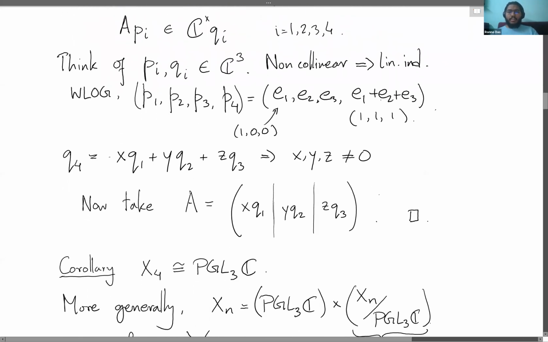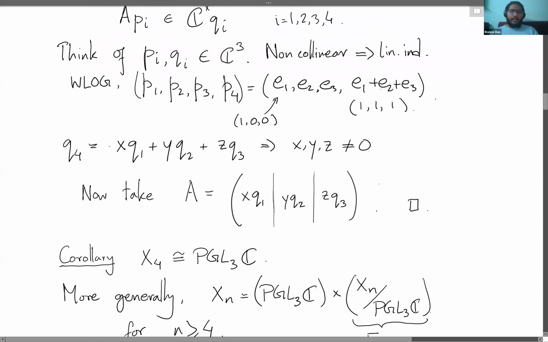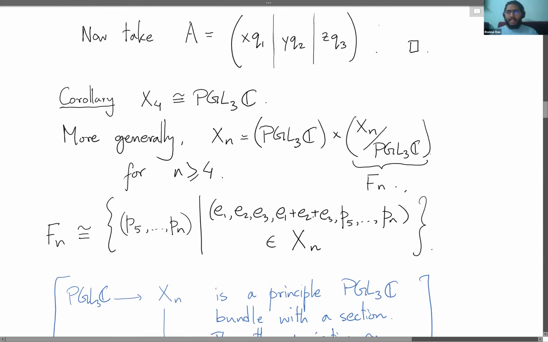As I said, a corollary of this is that the fourth space in this infinite family of spaces I'm considering is exactly the same as PGL3, which we understand quite well. In fact, you can apply this argument generally to Xn, just apply this to the first 4 points. And what that tells you is that my space Xn factors as a product of this group times the quotient by this group. So again, this group is easy to understand. So essentially understanding Xn reduces to understanding the quotient.